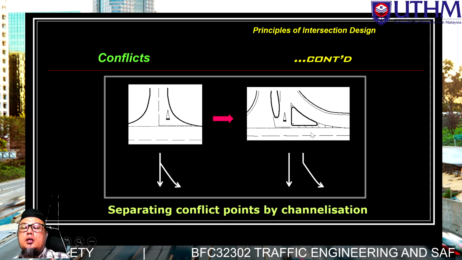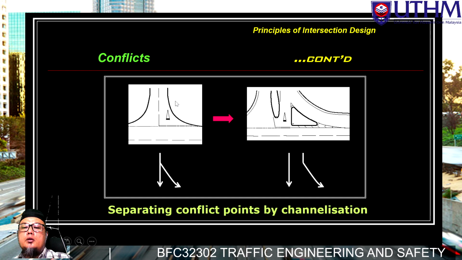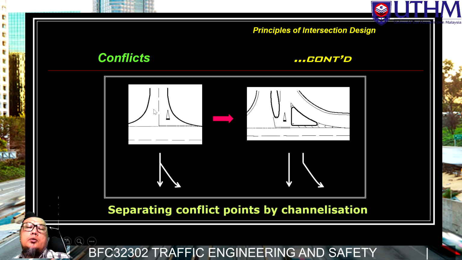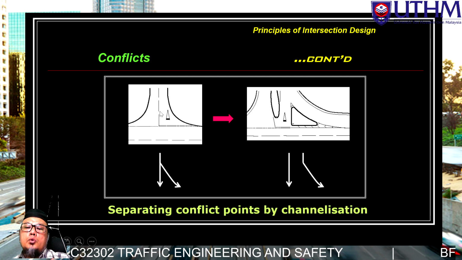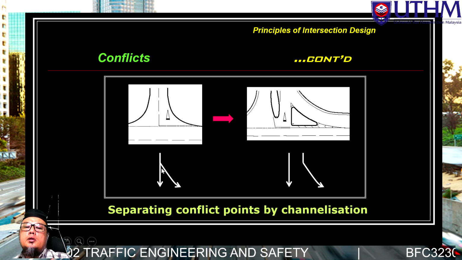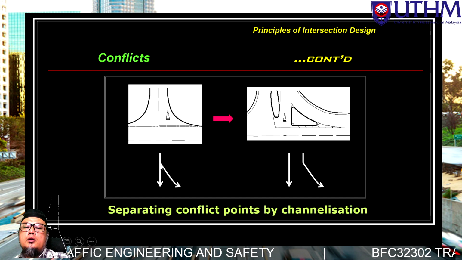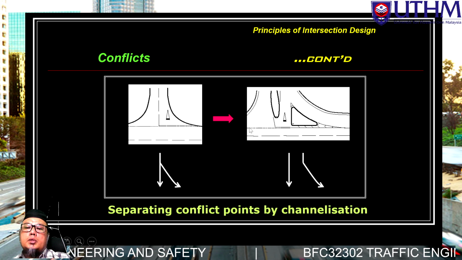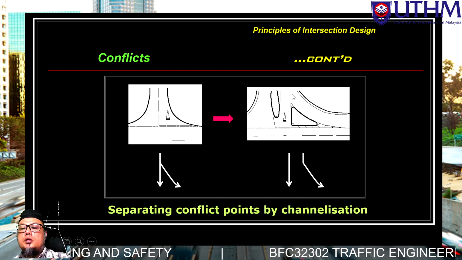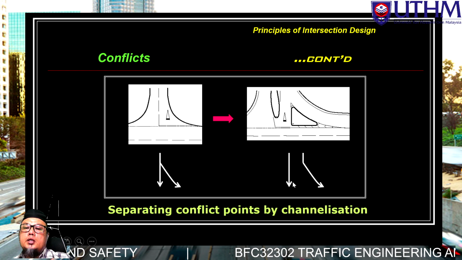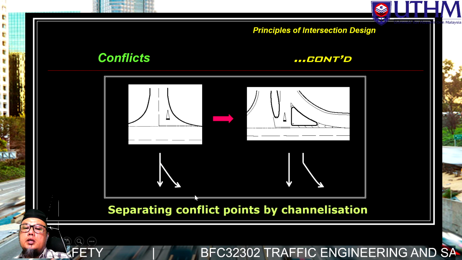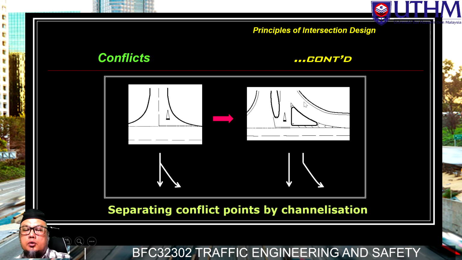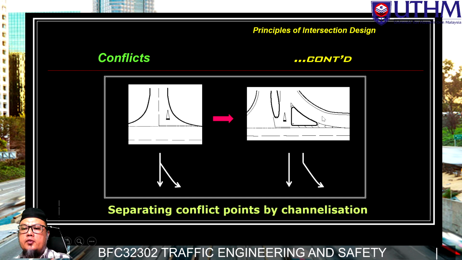So if we look at this layout, the first one without any change of layout might create more conflict, especially diverge conflicts. Okay, it can be corrected or improved by using a channelized layout here. So we can separate these diverge conflicts into an exclusive lane or exclusive flare or channelized layout.